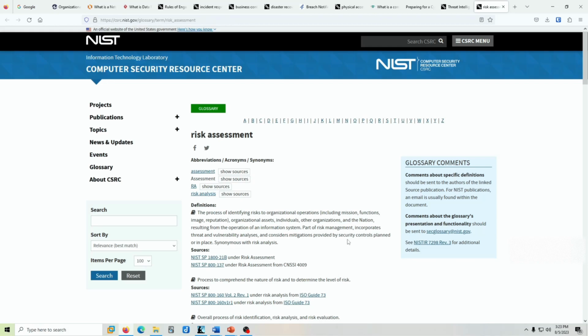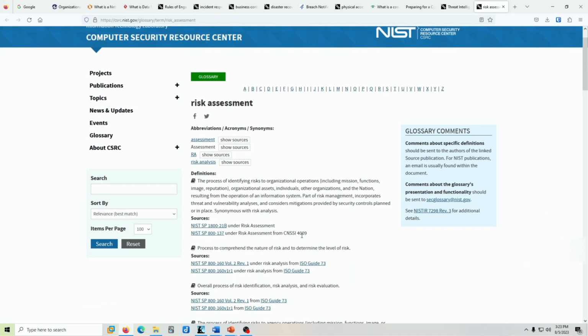Okay, moving on to risk assessment decision matrix. So risk assessment: the process of identifying risks to organizational operations, organizational assets, individuals, other organizations, and the nation resulting from the operation of an information system. Part of risk management, it incorporates threat and vulnerability analyses and considers mitigations provided by security controls planned or in place, synonymous with risk analysis.